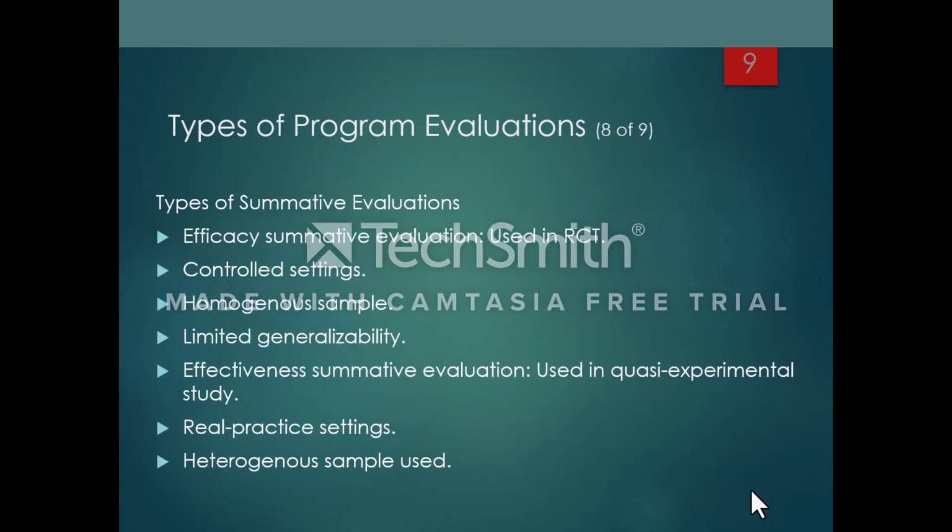So, there are different types of summative evaluations. Efficacy summative evaluation is used to evaluate the effectiveness of an intervention, which was used in a random clinical trial.